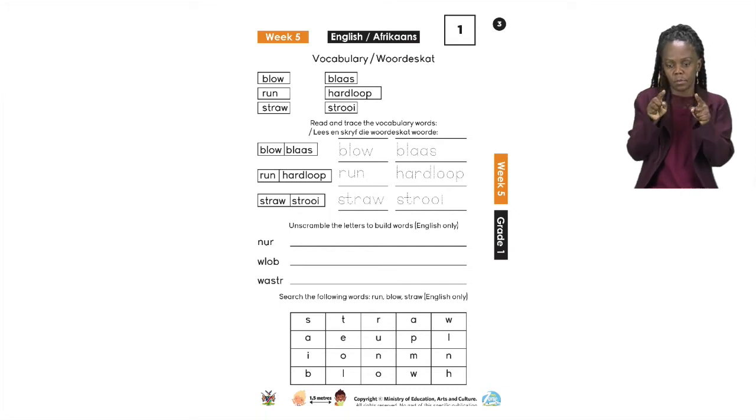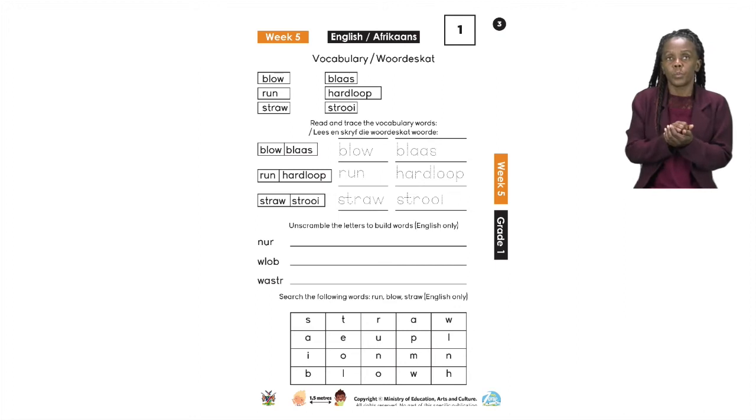Repeat after me. We have blow, run, straw. Very good. Now, it is your job to make sure that you read those words and trace the words as you go along.